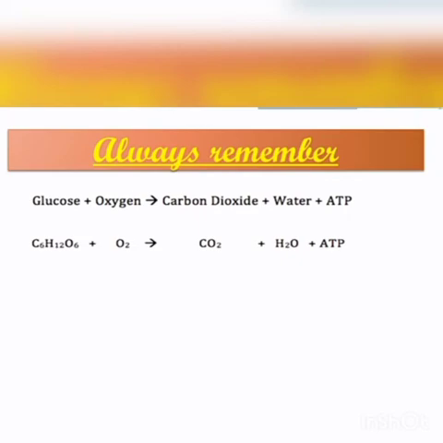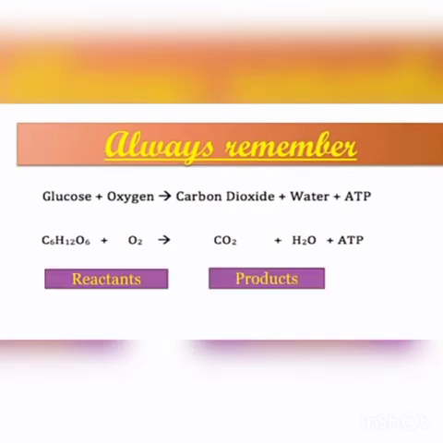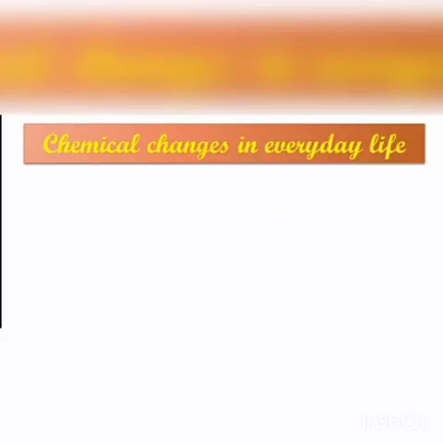Substances written on the left side of the arrow are original substances that take part in a reaction. They are called reactants. New substances formed as a result of a reaction are called products, placed on the right side of the arrow. You can see one example of glucose plus oxygen, giving carbon dioxide.